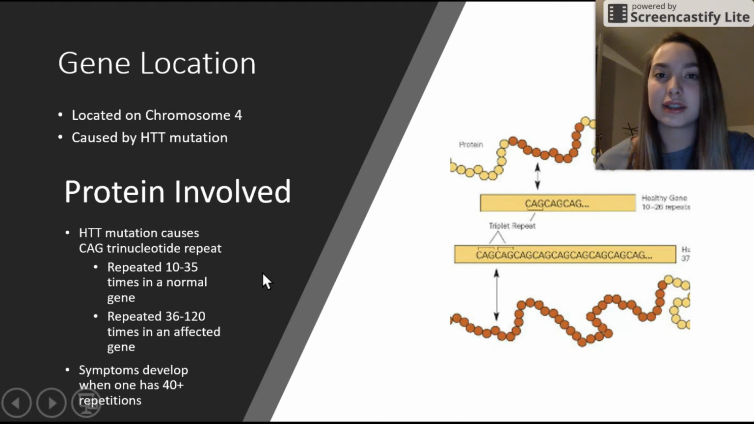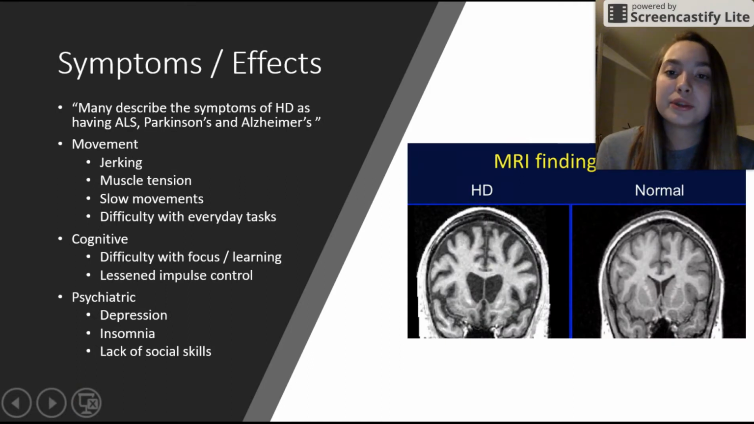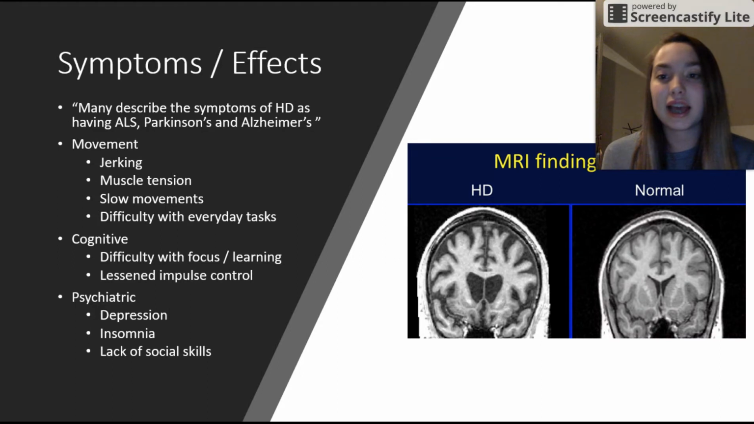In Huntington's disease, the CAG trinucleotide repeat is repeated 36 to 120 times. Symptoms only occur in someone with 40 plus repetitions. Symptoms and effects. Many describe the symptoms of HD as having ALS, Parkinson's, and Alzheimer's all at the same time, so it is not fun at all.